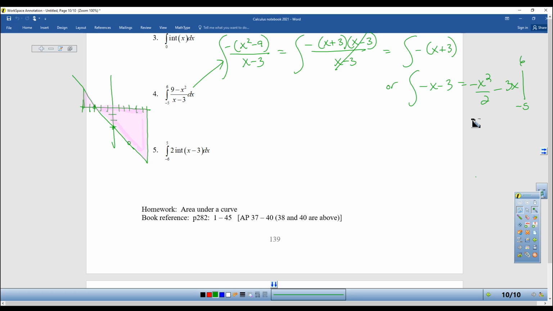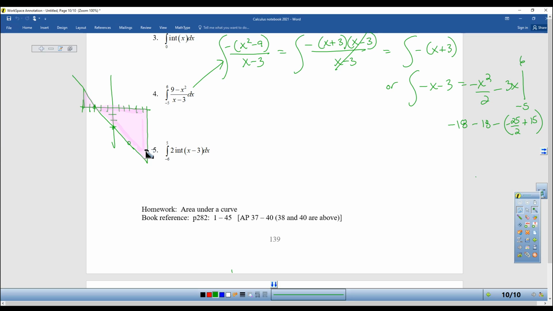Negative 5 squared is 25. Sorry, we do the 6 first. Negative 36 over 2 is negative 18 minus 18. And then negative 5 squared is 25. So negative 25 halves plus 15. I don't know. This isn't looking very pretty, right?